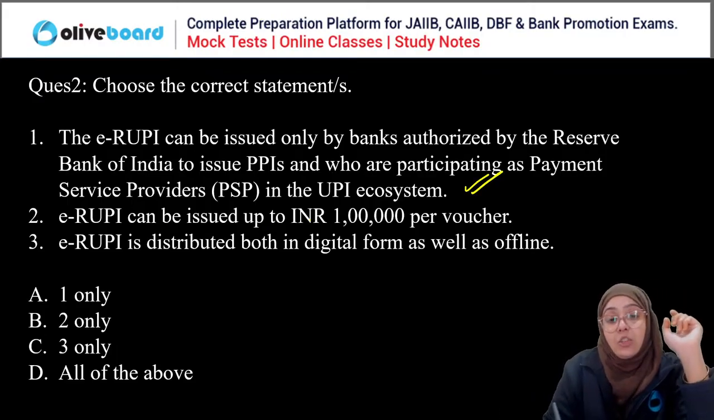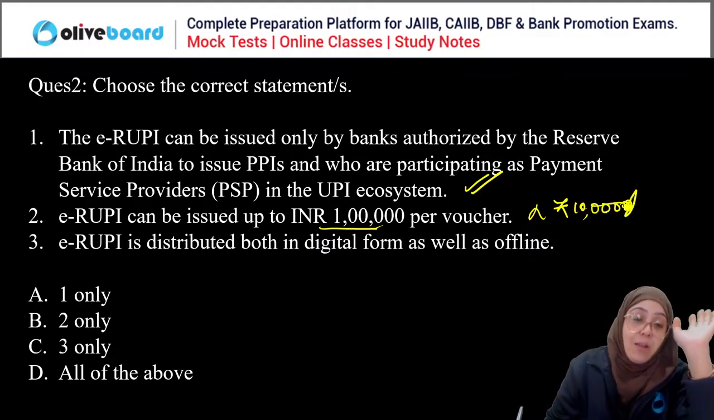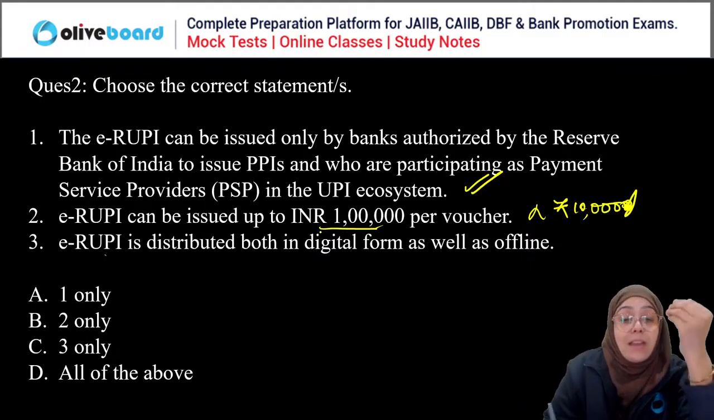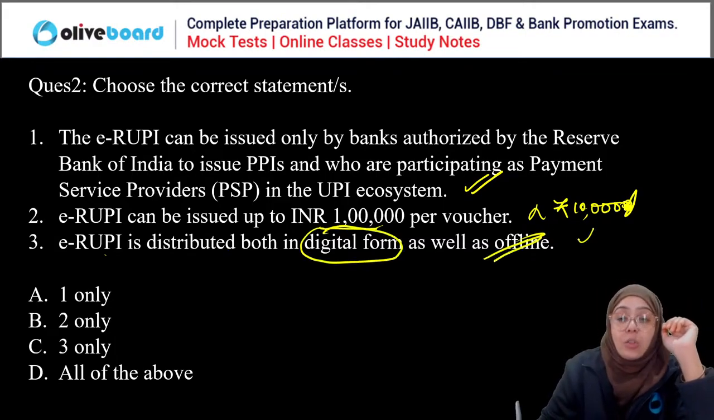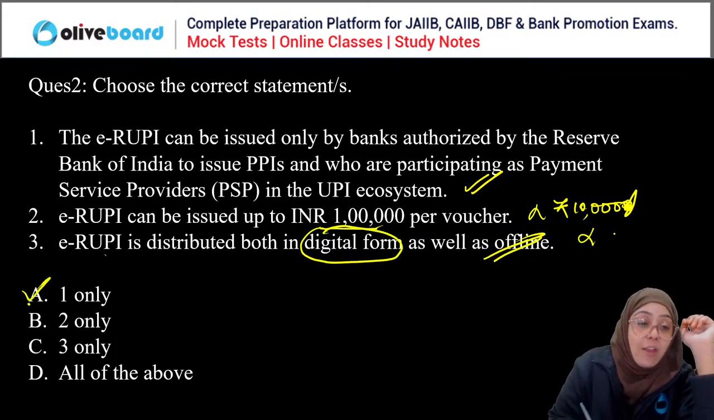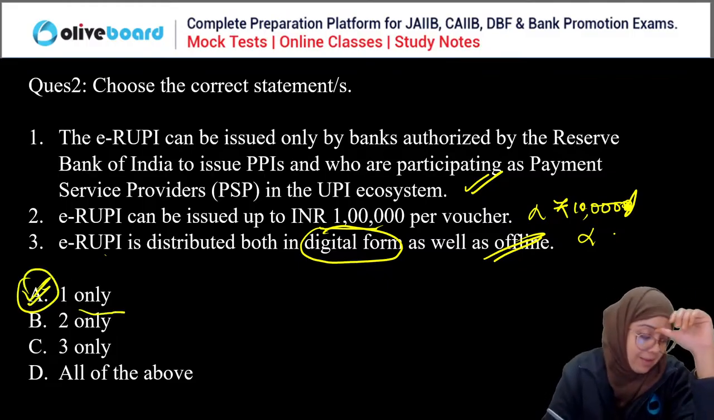Second, e-rupee can be issued up to rupees 1 lakh per voucher. That is wrong. I just have told you that e-rupee can be issued up to rupees 10,000 per voucher. E-rupee was only distributed in the digital form, not in the offline format. So this is also wrong. So one only is the correct answer, everyone.